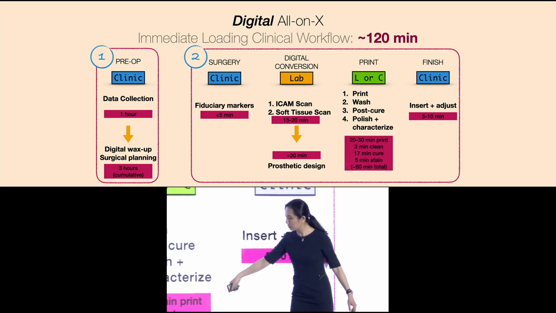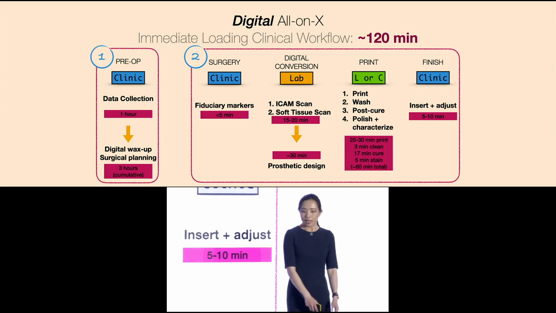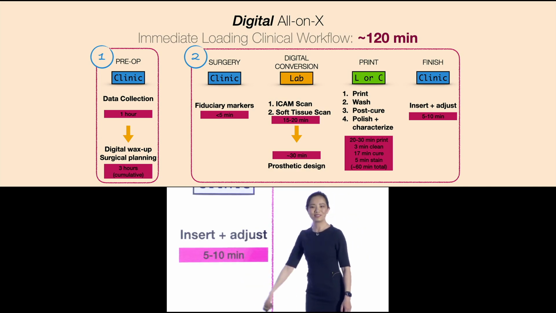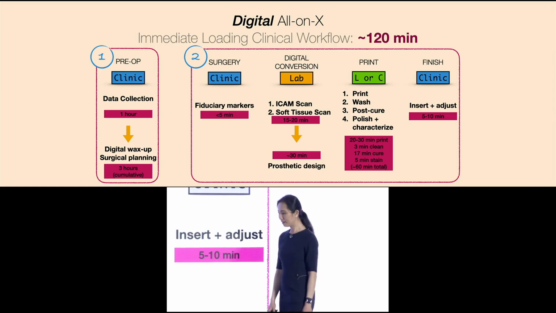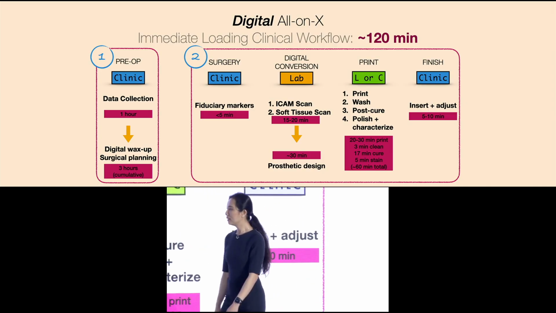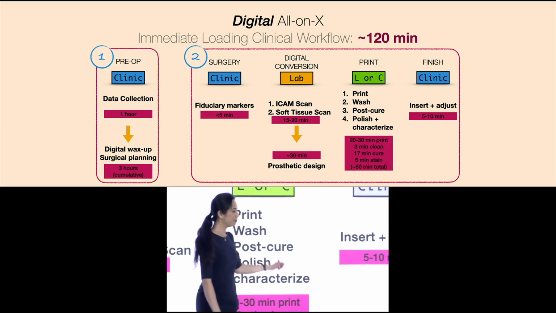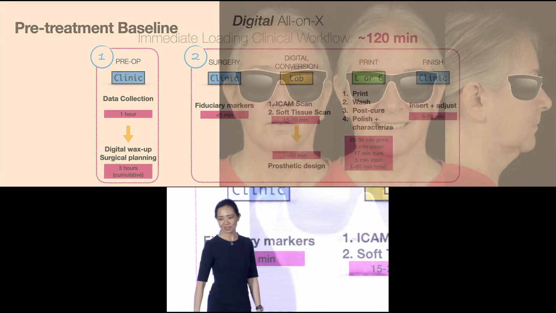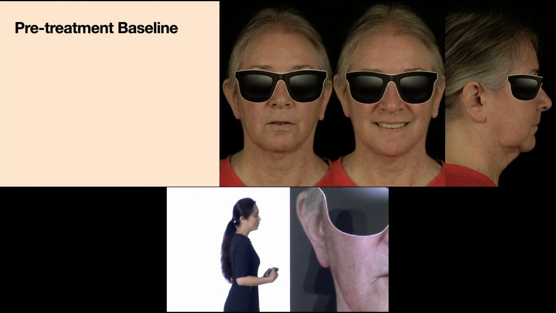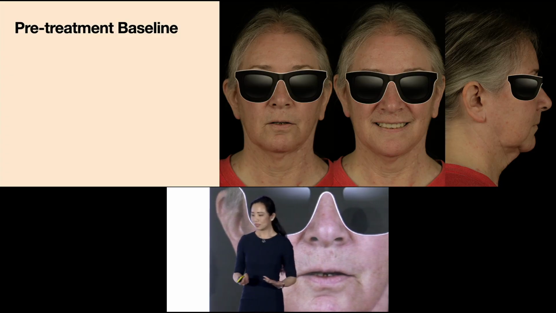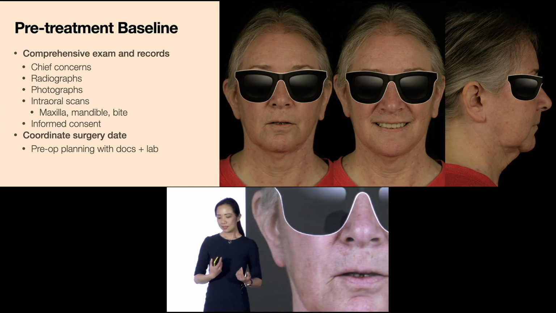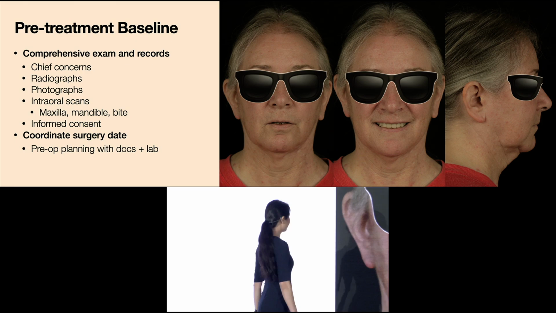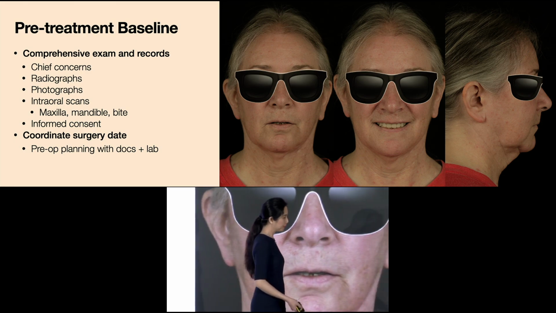And currently, these are roughly the print times that I'm seeing clinically. So just about an hour. And then, assuming everything is done well, when you insert the restoration, it drops right in. Passive fit, occlusion might take 30 seconds, and you just have to torque the screws down. And that's the reason why I would budget 5 to 10 minutes, because they don't really want to send patients home with open access holes. So 120 minutes. With a pre-treatment baseline, we always start with clinical photos to identify the smile line, identify chief concerns, take intraoral scans, get informed consent, and coordinate a surgery date.